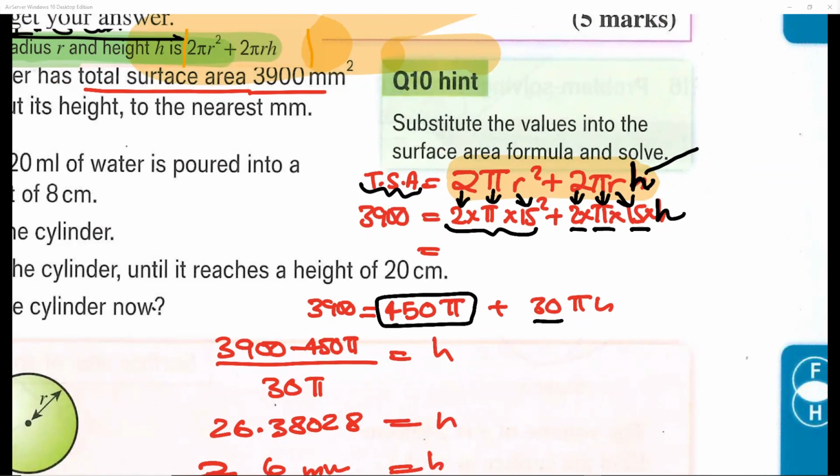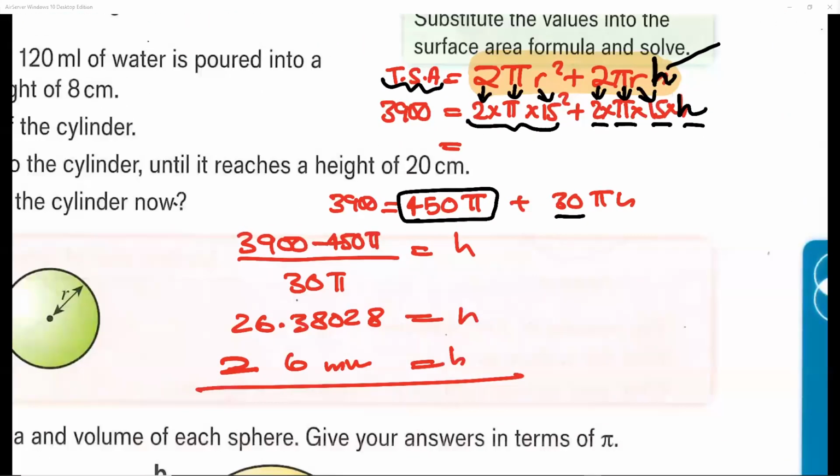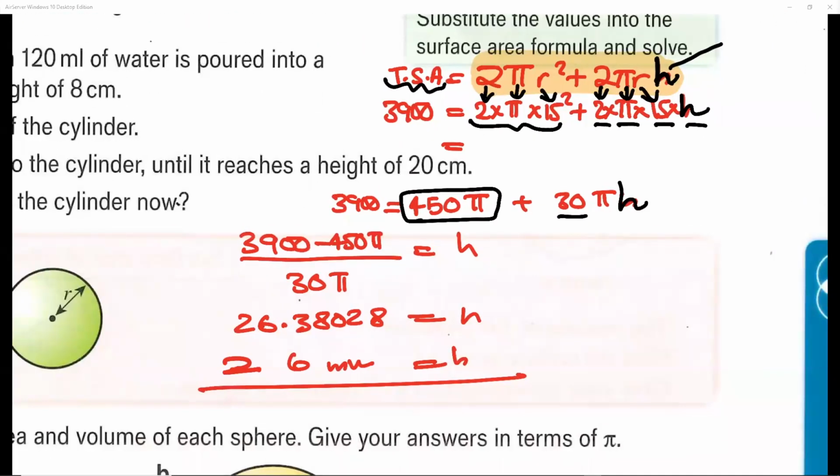30 pi h, 30 pi h. So if you want to work out the value of h, you look at the start: the h has been timed by 30 pi and it's been added by 450 pi. So which one do you move first? 30 pi? Rubbish. That's the first action.